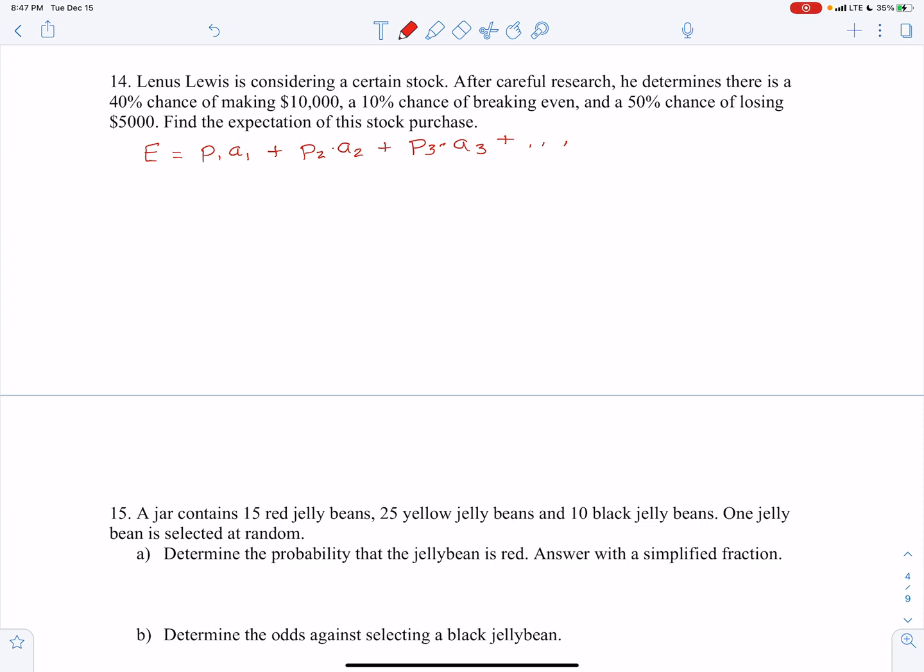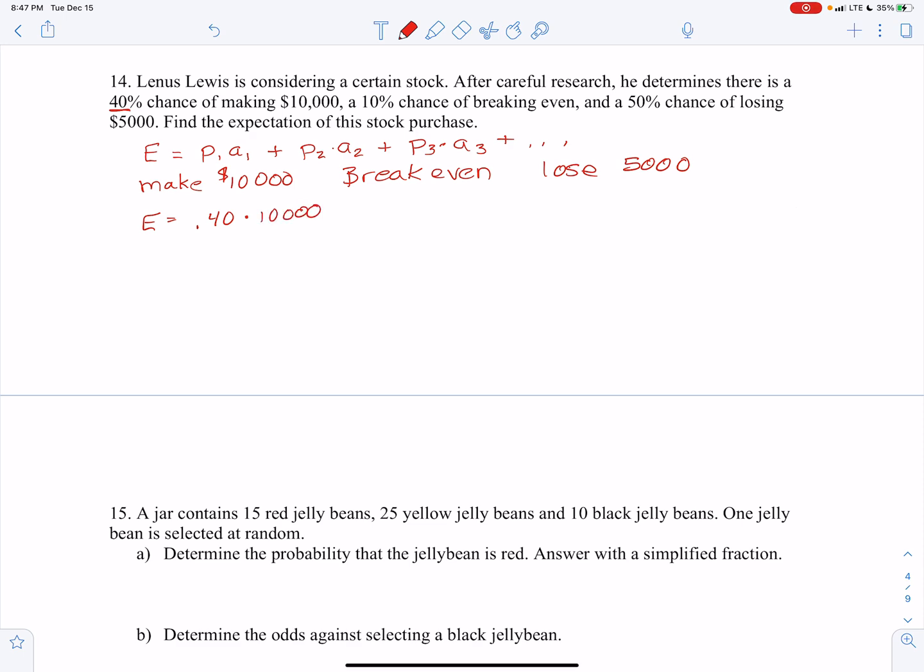He could make 10,000, break even, or lose 5,000. So to find the expected value, the probability that he'll make 10,000 was 40%. So as a decimal, that would be 0.40 times the gain of 10,000.